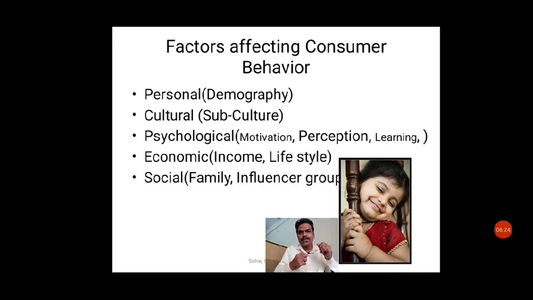Such brands would be there in our mind, and on the basis of such perception only we would learn something. Learning of product knowledge, product price or brand, and on that basis we are going to buy or not buy the product. Economic aspects, income and lifestyle, are going to affect. Then social, family or influencer groups, like some clubs or associations, are going to influence our buying behavior.